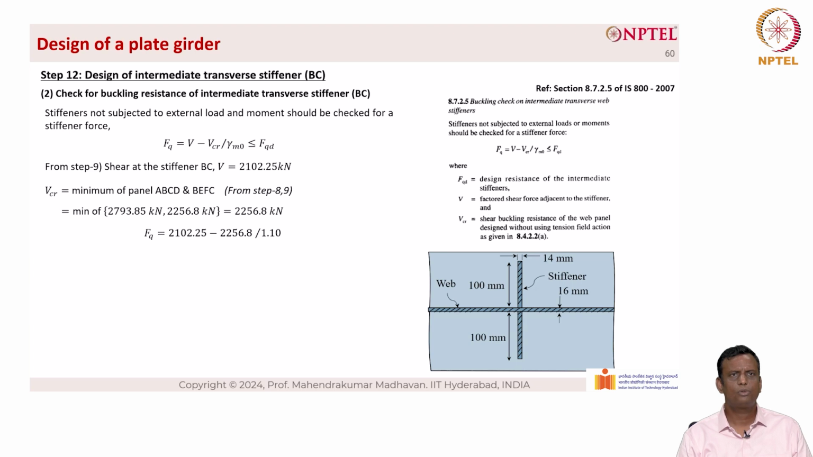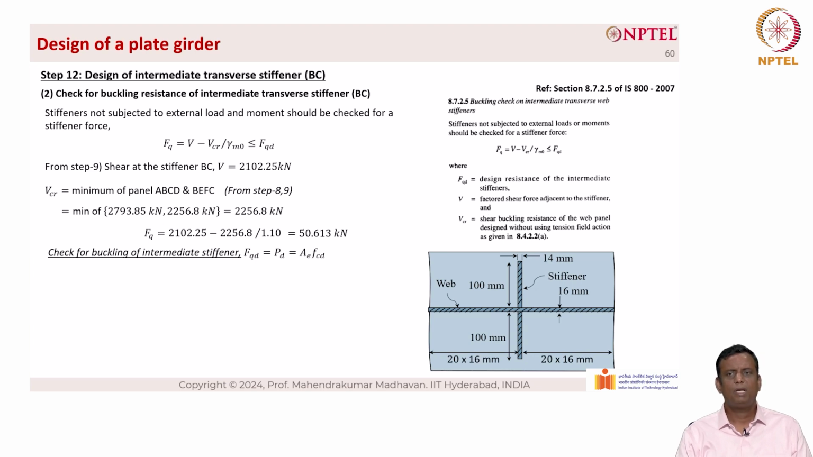So, F_q equal to 2102.25 minus 2256.8 divided by 1.1. This gives rise to the value of 50.613 kilonewton. Now, let us check for the buckling of the intermediate stiffener, F_qd equal to P_d equal to A_e into f_cd. Now, here when we calculate the buckling of the intermediate stiffeners, we have to take the web into effect.